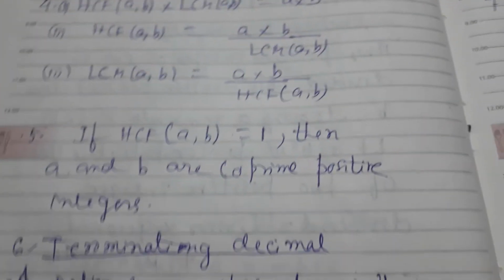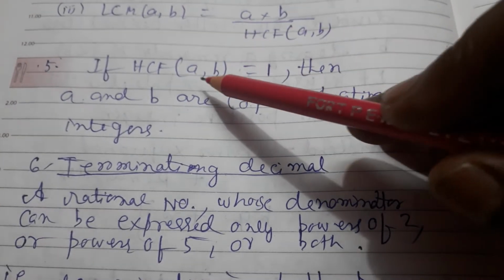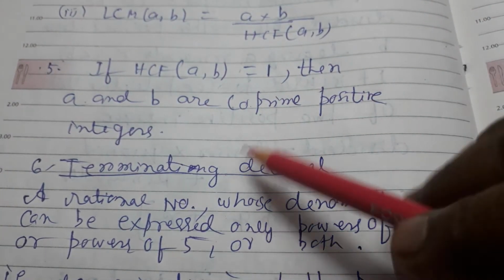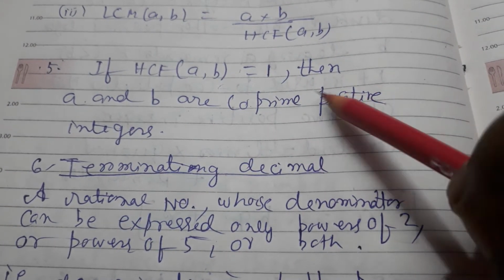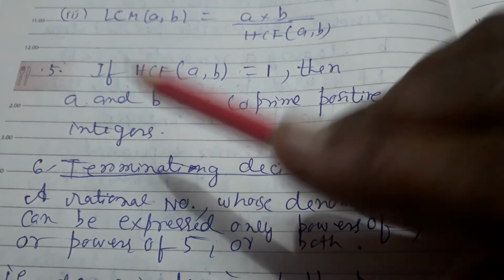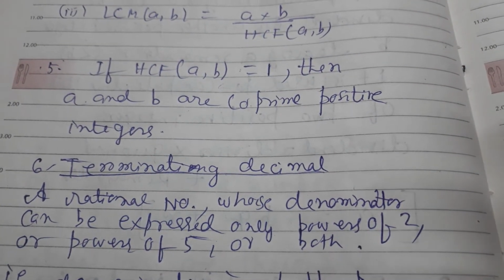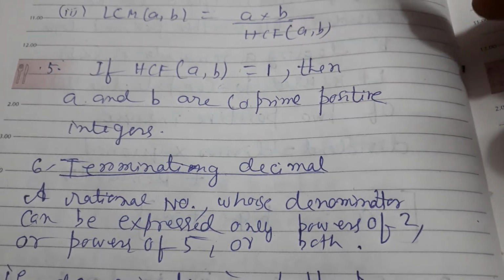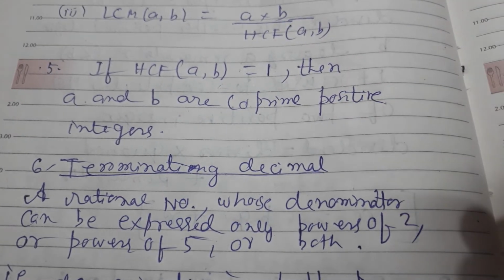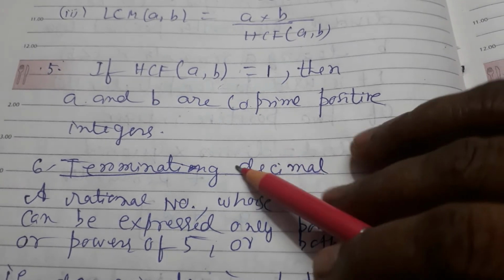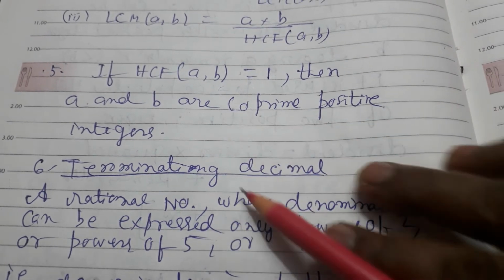Okay, and now if HCF of the two numbers a and b is 1, then a and b are known as co-prime positive integers. What are co-primes? Two numbers whose HCF is 1. Okay, they are co-prime. Example, 2 and 3. If we find the HCF of 2 and 3, we get HCF only 1. So 2 and 3 are co-prime.